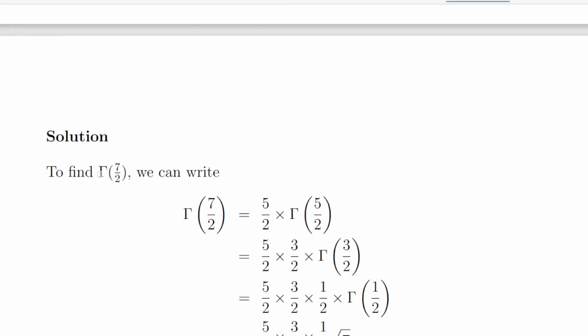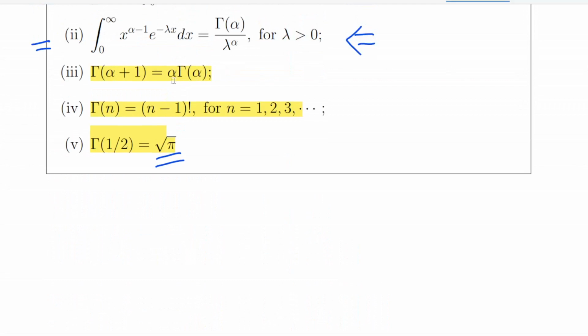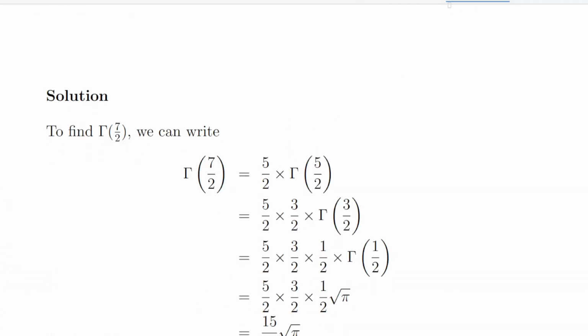So to find the gamma function of 7 over 2, we can write that as 5 over 2 times the gamma function of 5 over 2. Just remember, the gamma function of alpha plus 1 can be written as alpha times the gamma function of alpha. So here, letting alpha equal 5 over 2, alpha plus 1 is 7 over 2, and that gives us 5 over 2 times the gamma function of 5 over 2. Then again, we can re-express the gamma function of 5 over 2 as 3 over 2 times the gamma function of 3 over 2, and so on.